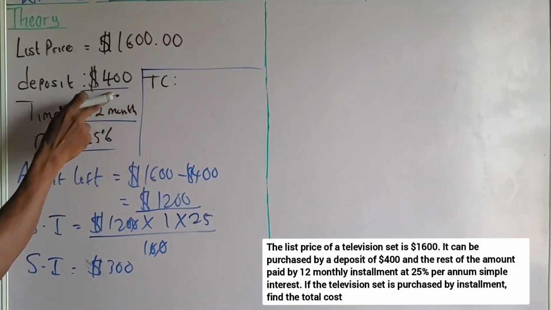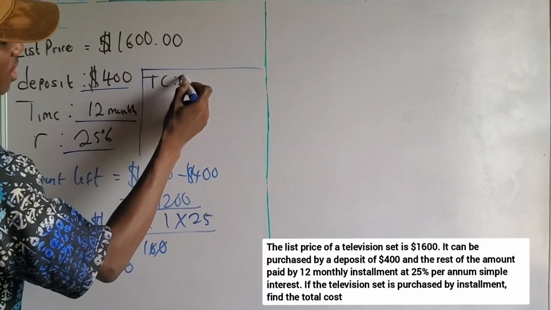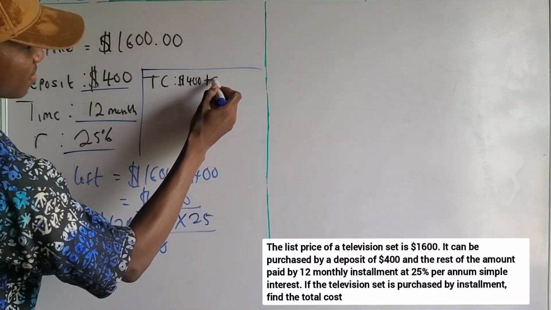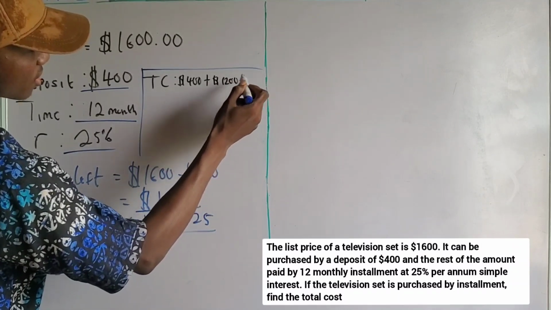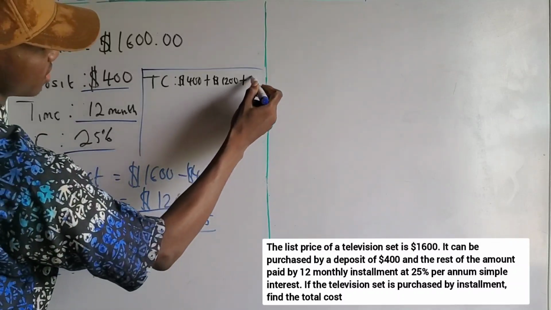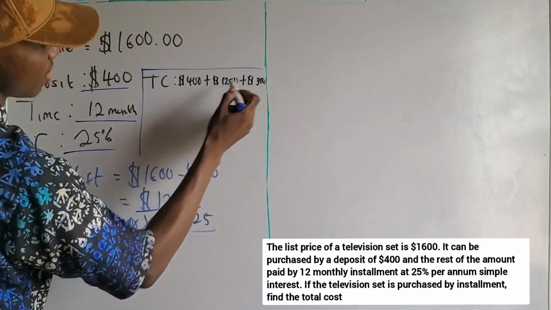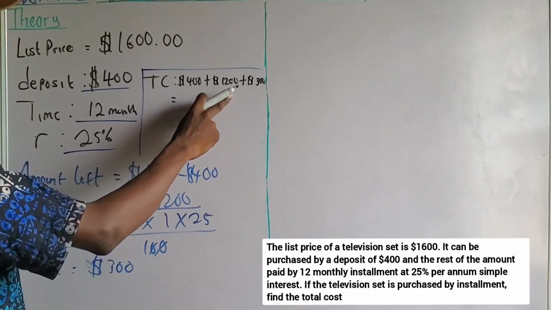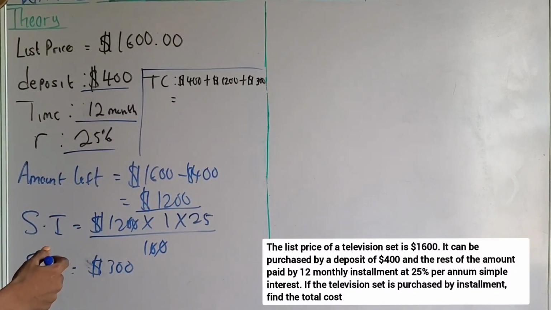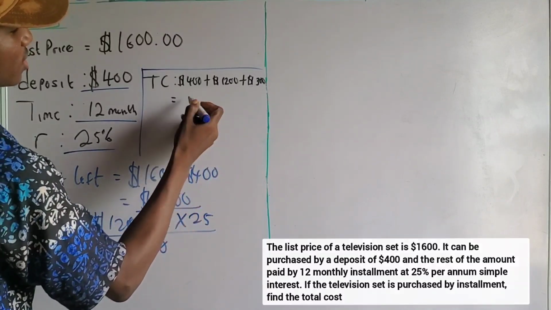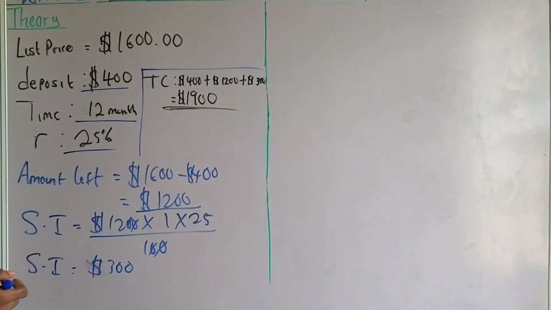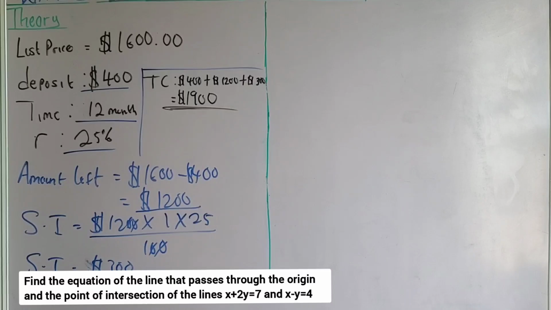So now the total cost of the television will be $400 that you paid, plus the $1,200, plus the interest, which is $300. $400 plus $1,200 is $1,600, right? Yes, $1,600 plus $300 is $1,900. That is the total cost of the television set. Do you understand? Okay, now let's proceed to the next question.